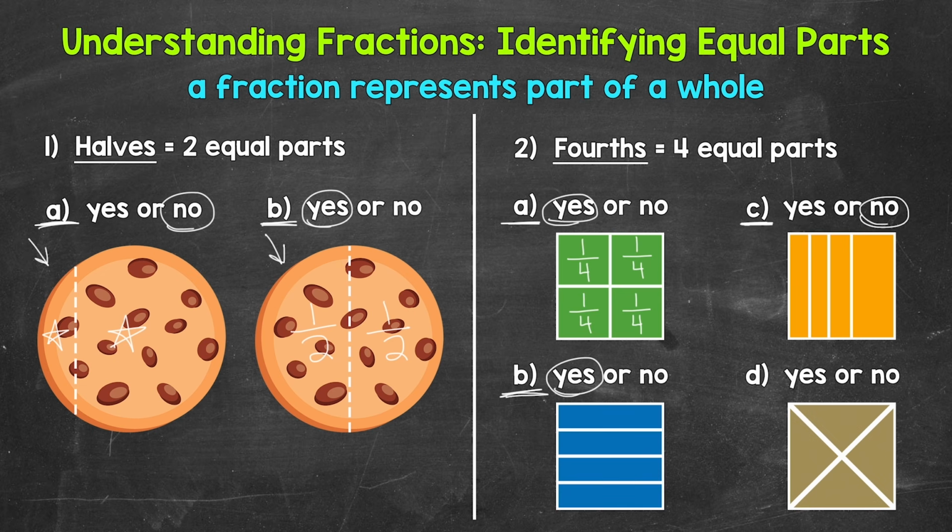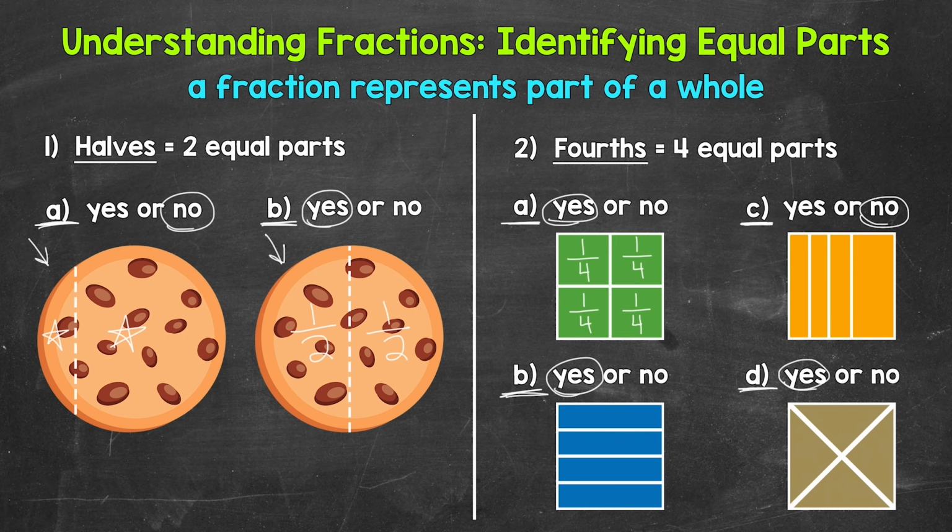Since the parts are not equal, each part is not 1/4 of the whole. So again, we do not have fourths here. Lastly, for number 2, let's move on to D. So do we have fourths here? Yes, each part is equal. Each part is the same size. So, yes, each of those four equal parts is 1/4 of the whole. So again, yes, we have fourths here.